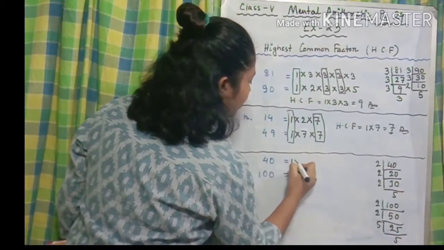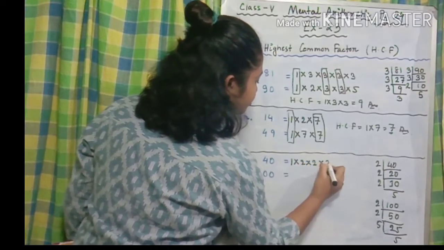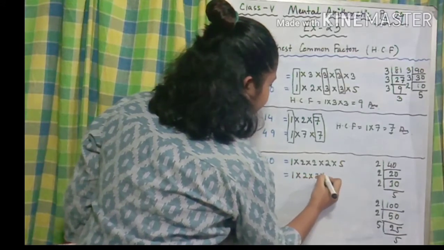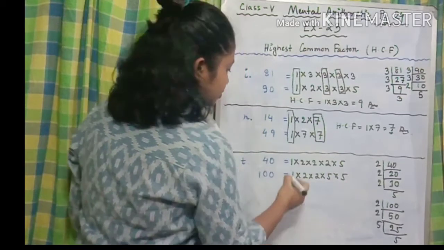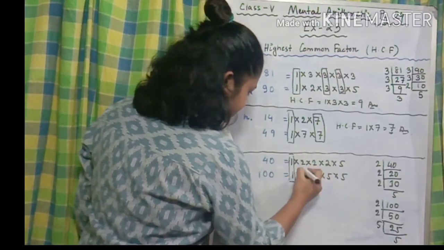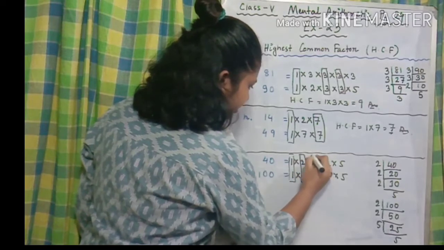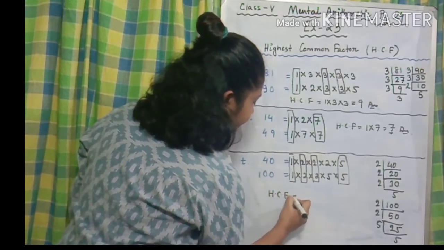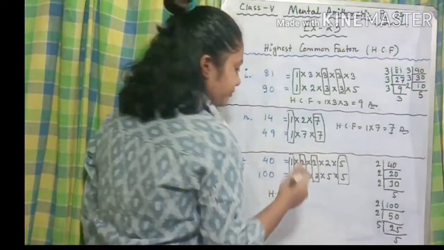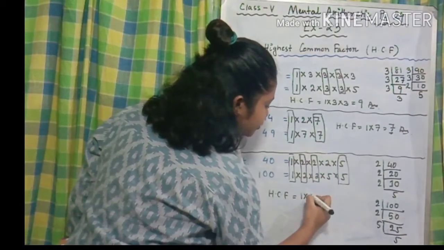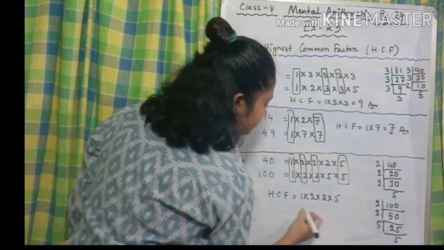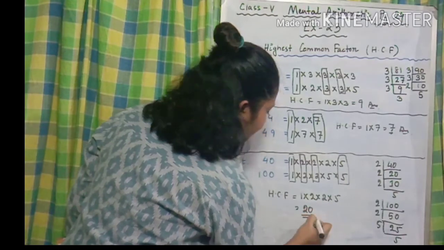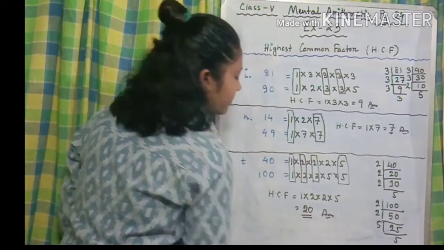So here 1 into 2 into 2 into 2 into 5 and 1 into 2 into 2 into 5 into 5. Now find out the common once again. 1, 2, 2 and 5 here. So therefore we can write that bigger the number, bigger will be its HCF. So here 1 into 2 into 2 into 5. 2 2s are 4, 4 1s are 4, 4 5s are 20. So 40 and 100, both of them will be divisible by 20 itself.